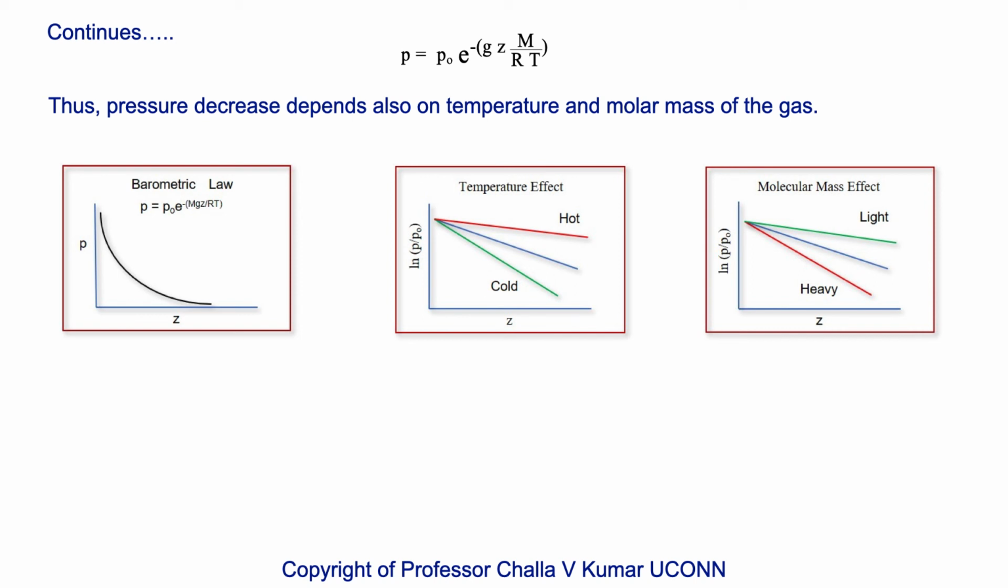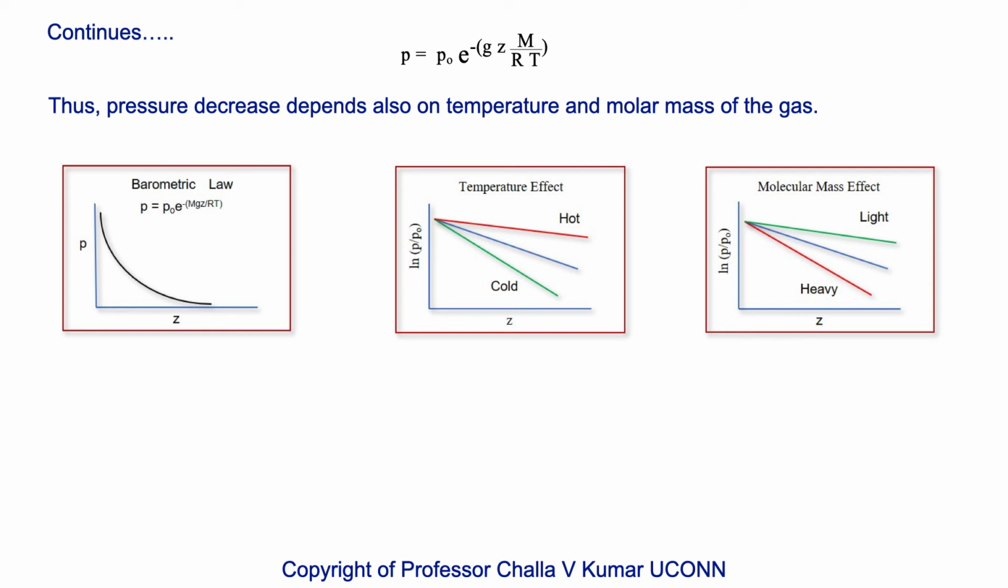In a very similar manner, the molar mass of the gas also affects. Now notice that the molar mass m is in the denominator of the exponent. So as we increase the mass m, the value of the exponent is increasing. As the value of the exponent increases, the function is going to decay much faster.